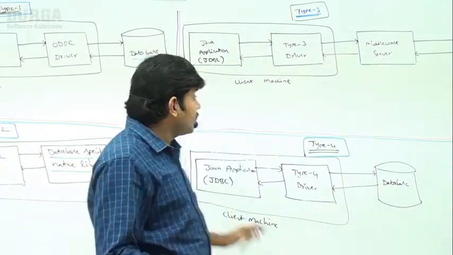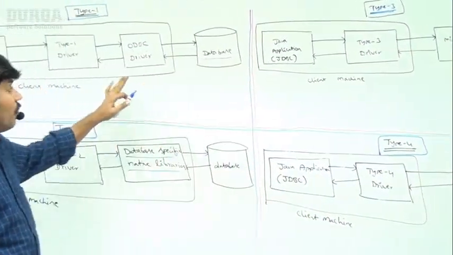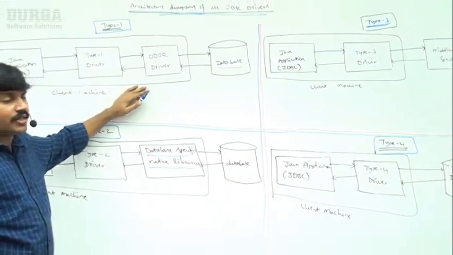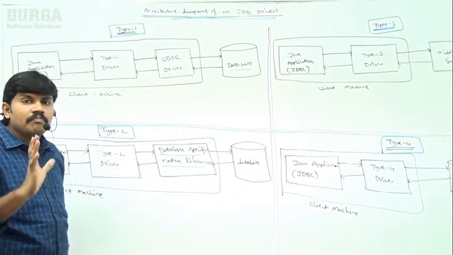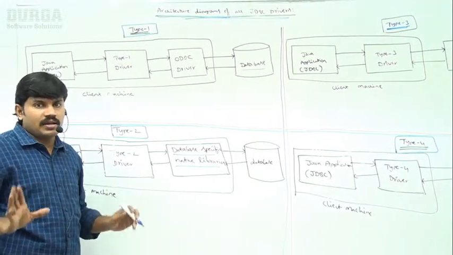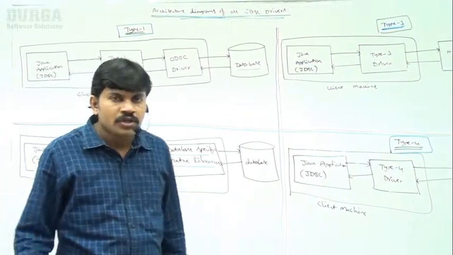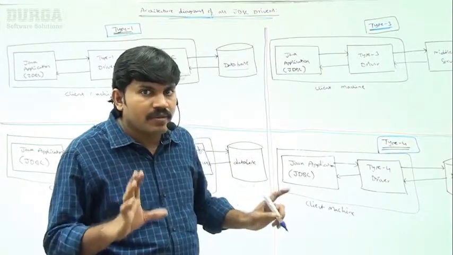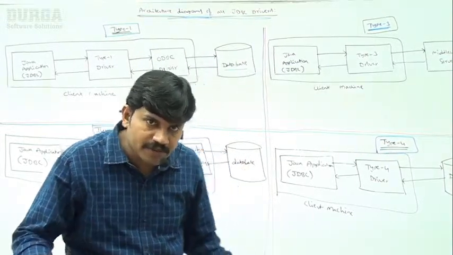These are architecture diagrams. What is the diagram? What is the functionality? What are the advantages? What are the limitations? You should have clear clarity on all of this. Just go through the previous videos so that you can get much clarity about each driver. Clear for all of you?